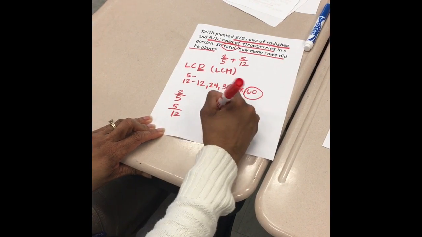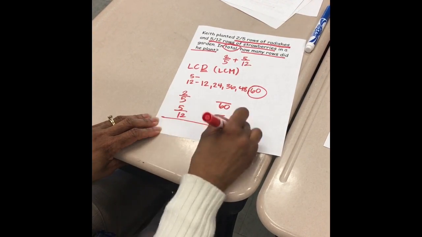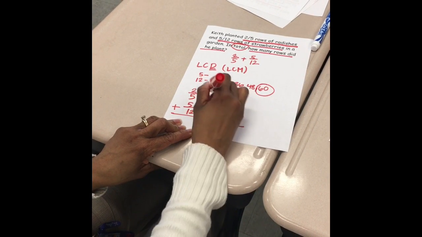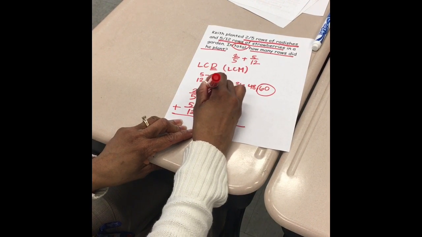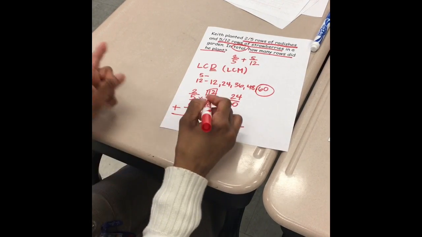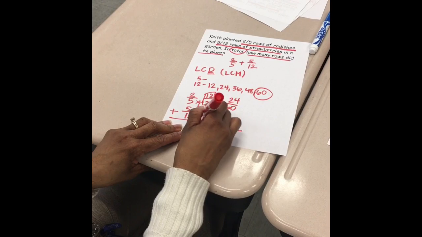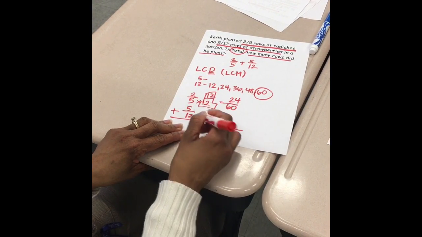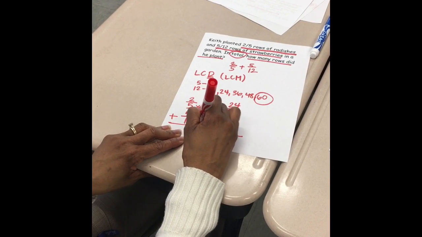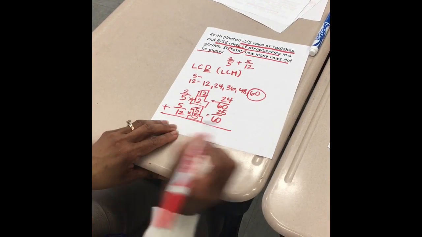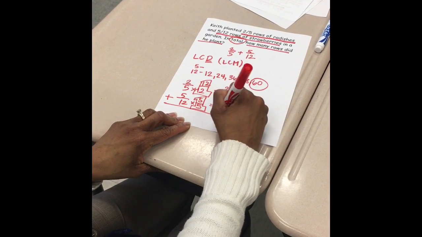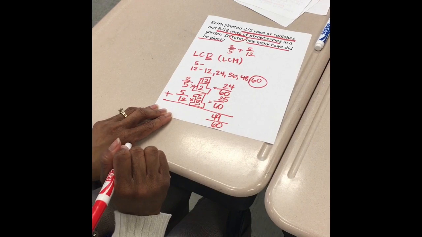Let's set up our equivalent fractions. Don't get scared by that big number. It's okay. 5 times 12 equals 60. So 2 times 12 is 24. Now we just flip it. 12 times 5 is 60. So 5 times 5 is 25. Let me not forget my whole number fraction. I know you'll tell me I forgot it. So let's add. That's 24 and 25 out of 60.